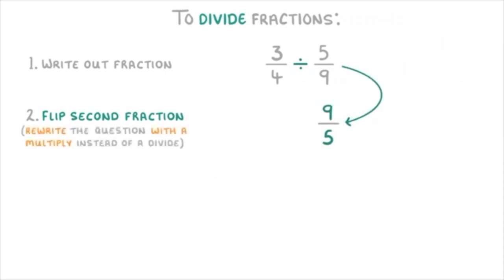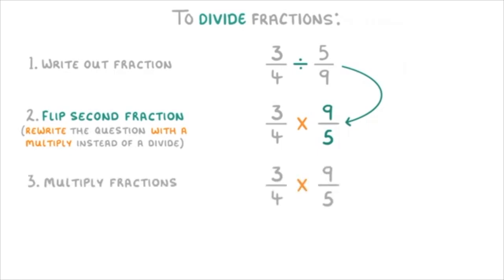And then we can rewrite the question with a multiply instead of a divide, which means that we'll have 3/4 times 9/5. So all we've done is flip the second fraction upside down and change the divide to a multiply. Then we can just multiply the fractions together as usual.